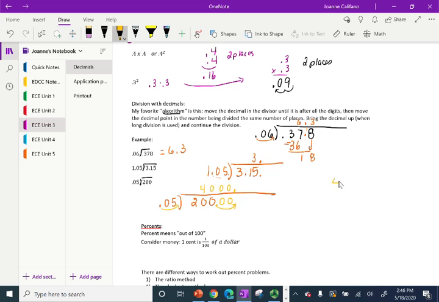You can always double check that. All division problems you can double check. Take that answer, multiply it by 0.05, and see what you get.